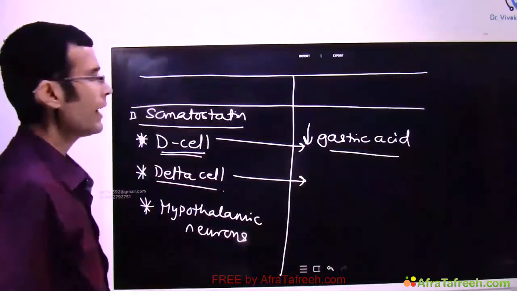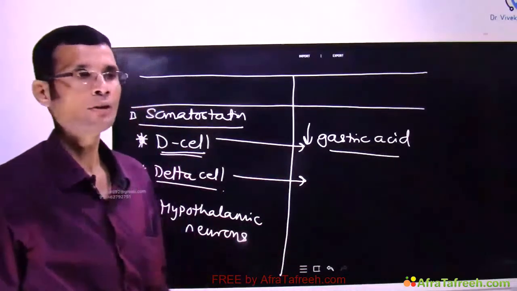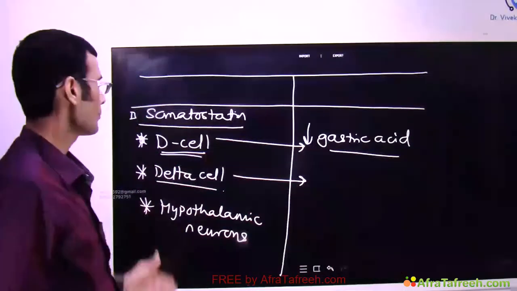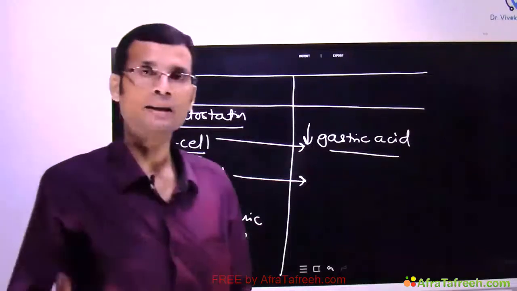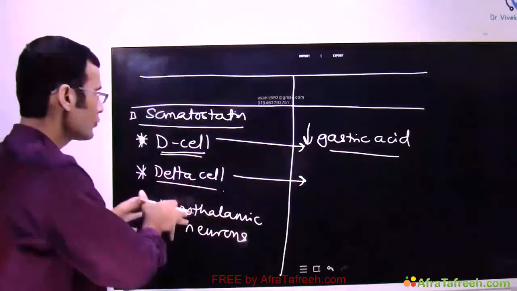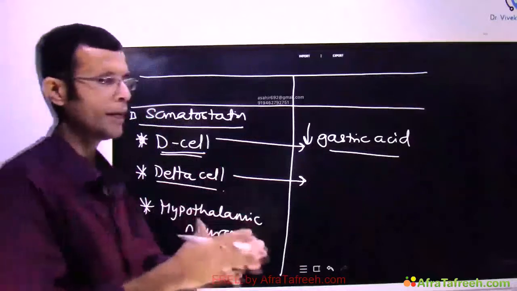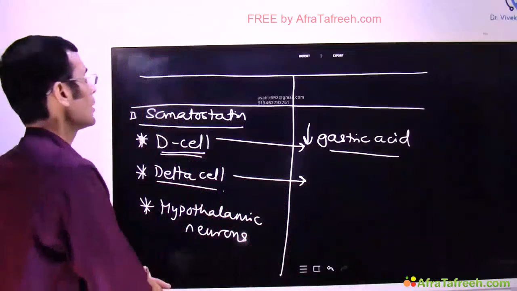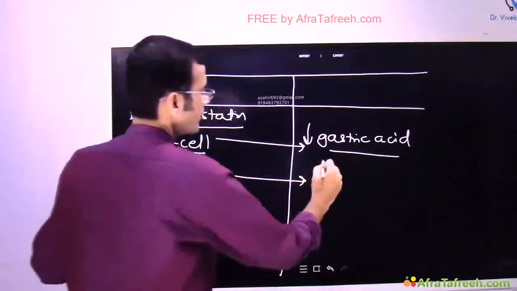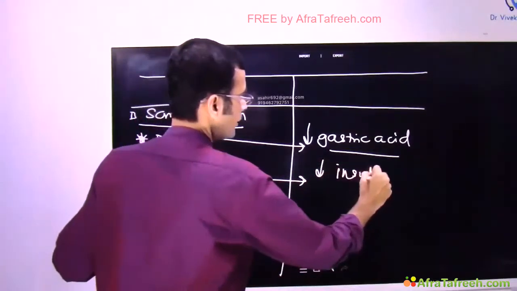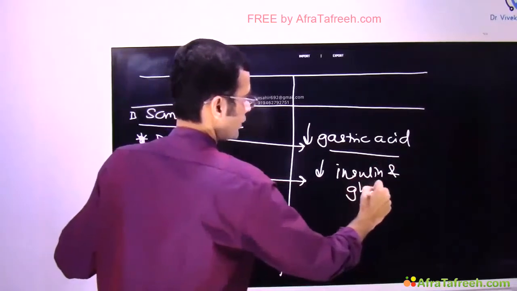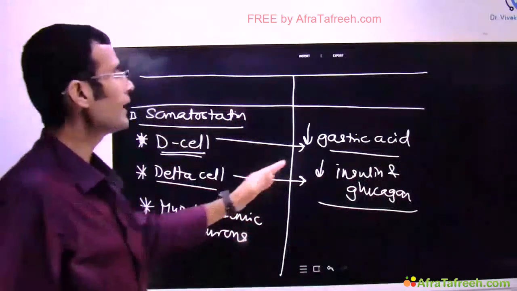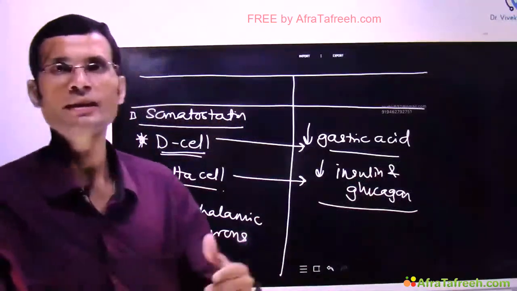Somatostatin is also released by delta cell of the pancreas. You see, alpha cell secretes glucagon, beta cell insulin, and delta cell somatostatin. And then there is a PP cell which secretes pancreatic polypeptide. So we are talking about the delta cell from the pancreas. What is the function? It suppresses the insulin and glucagon secretion. So you see, somatostatin decreases the insulin secretion. In that sense, it is anti-insulin.